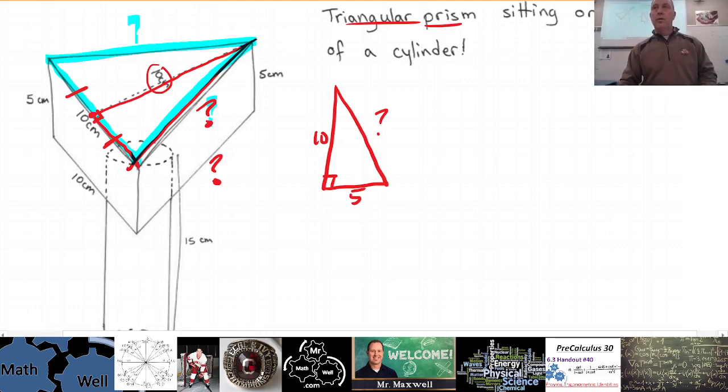Would you go 5 squared plus 10 squared equals the side squared? Yeah, because this is the hypotenuse. So 5 squared plus 10 squared equals this side squared. That's correct. Yeah. You always add up the legs of the right triangle, so that's these two right there.